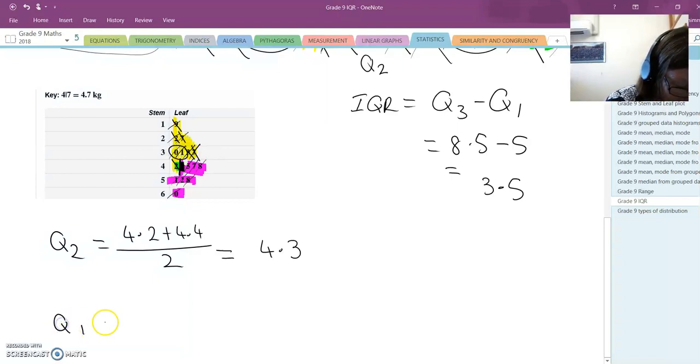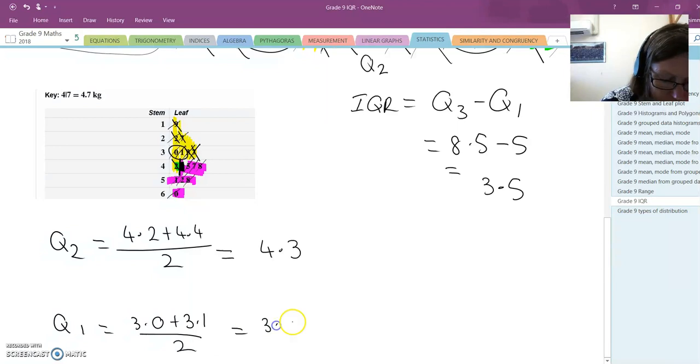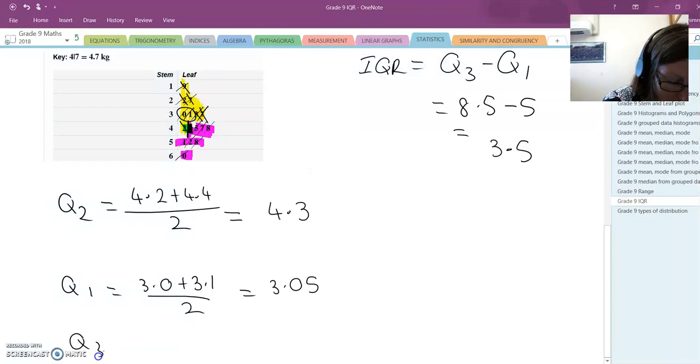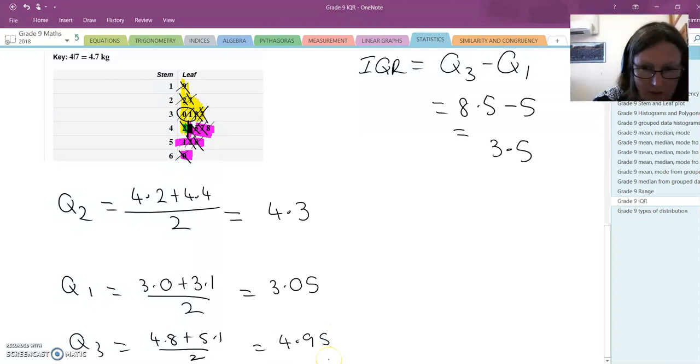So for my Q1, I get 3.0 and I get 3.1 divided by 2, so my Q1 is 3.05. For my Q3, I cross off my lowest, which is hidden under there, with my highest, my lowest with my highest, my lowest with my highest, and I'm left with 4.8 and 5.1. So I do 4.8 plus 5.1 divided by 2, and get 4.95 for my Q3.